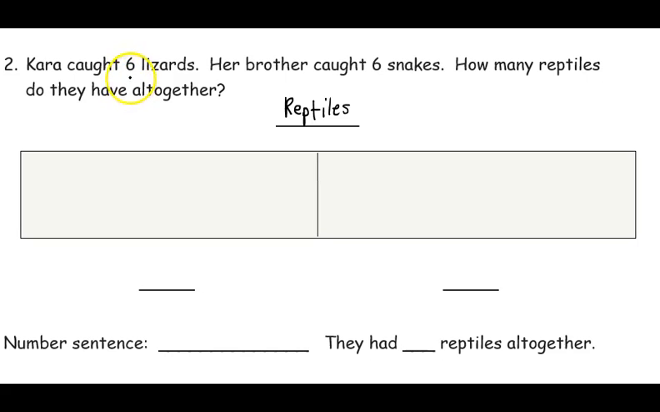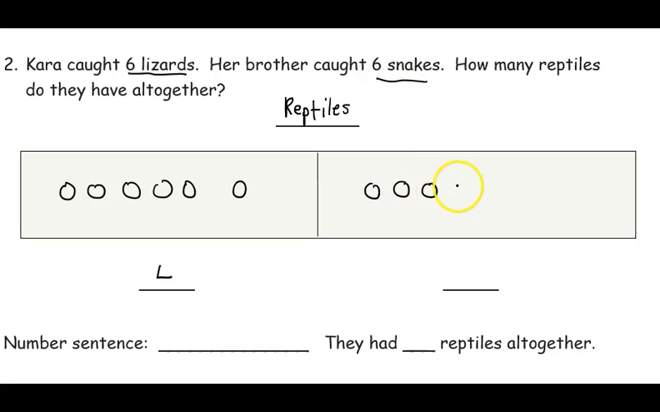And let's go back to our problem. We have 6 lizards, so I'll show that on the left-hand side of the tape. I'll draw 6 circles. And I'm going to put an L below that to stand for lizards. And then we'll show the 6 snakes on the right-hand side. And I'll put an S to represent the snakes.